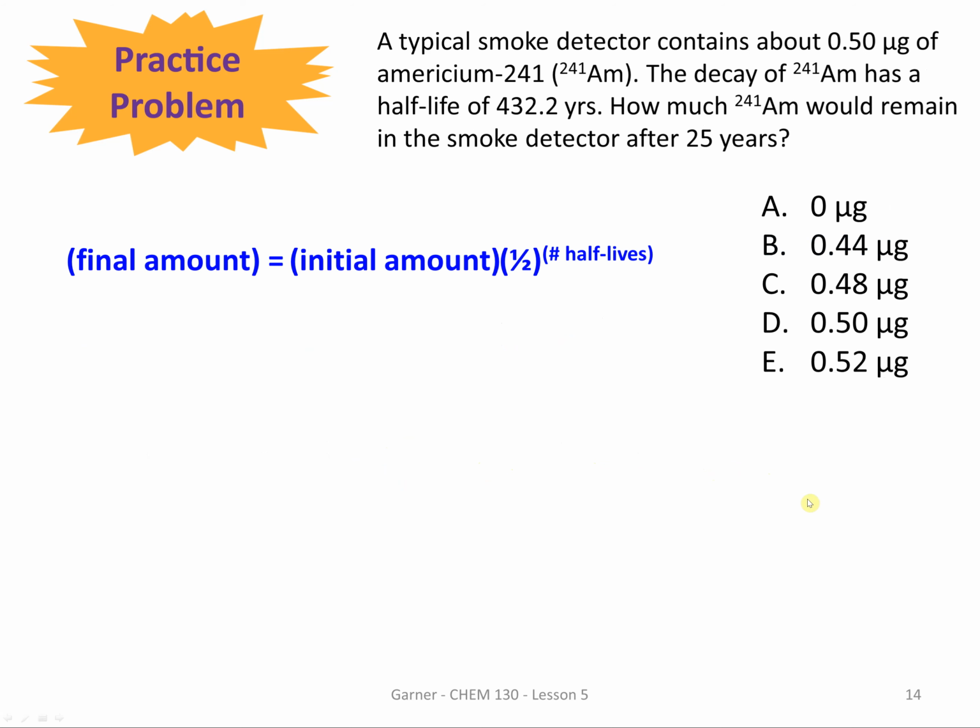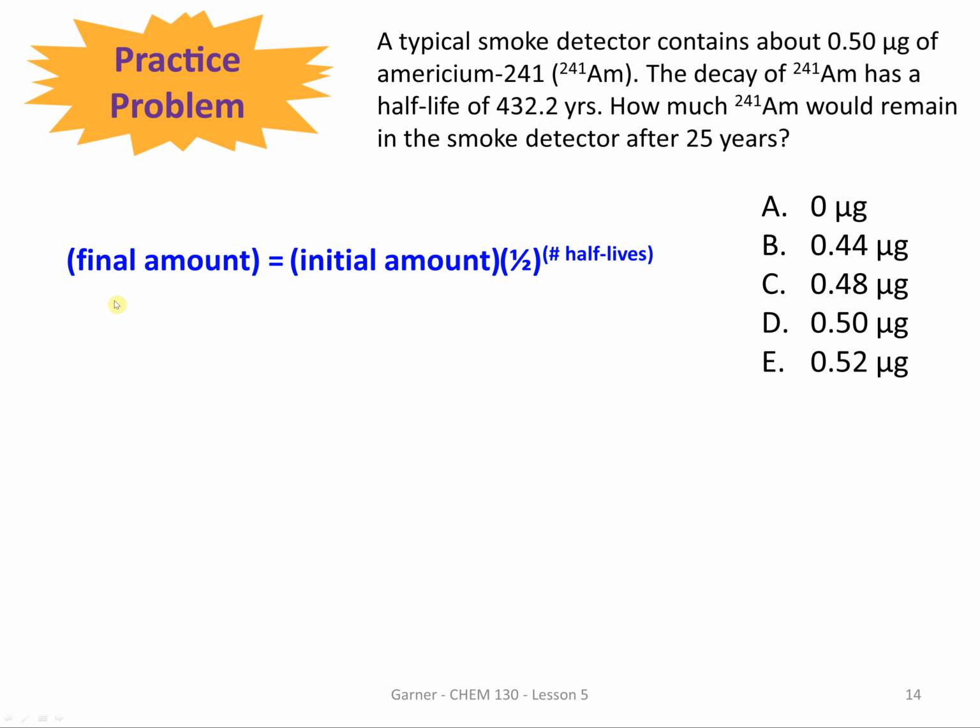All right, let's take a look at the next problem. In this problem, we're going back to that americium-241 containing smoke detector, and we're told that a typical smoke detector contains about 1/2 of a microgram, so 0.5 micrograms, of americium-241. And we're told that the decay of americium-241 has a half-life of 432.2 years. And we're asked how much americium-241 would remain in the smoke detector after 25 years have passed.